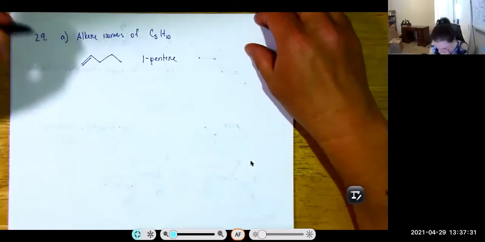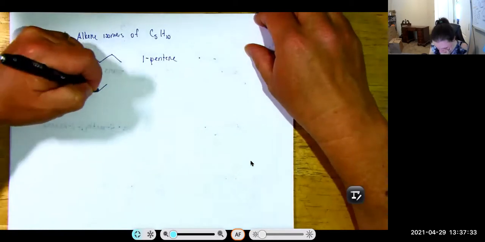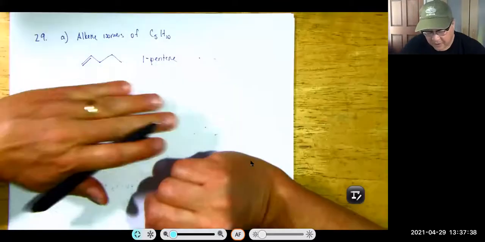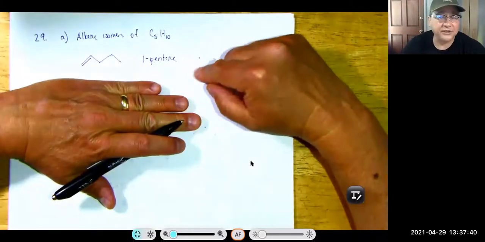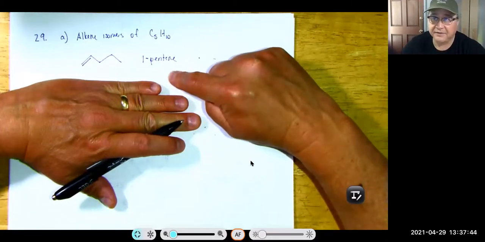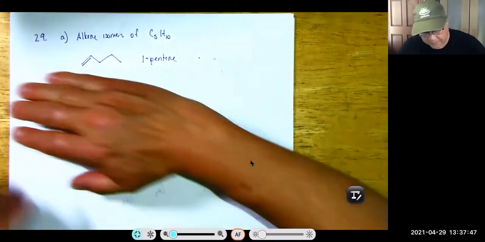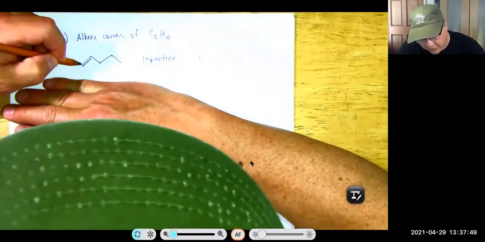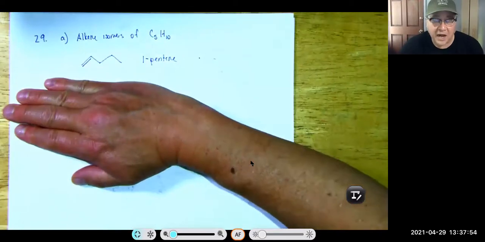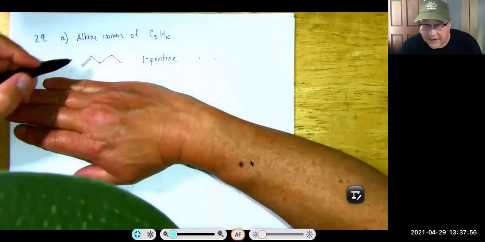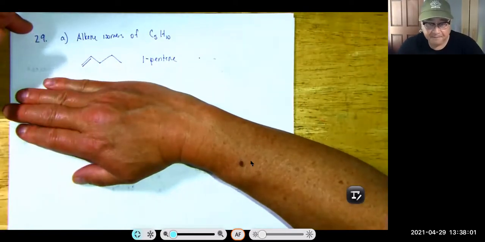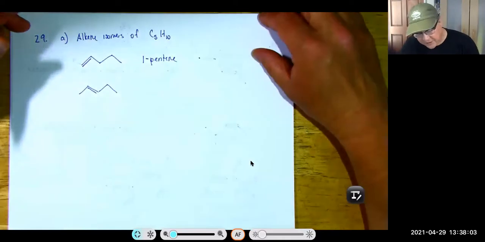Now, what if I draw this? No, I'm going to back up. Whenever you draw one of these, you should always ask yourself, can there be a cis and trans here? So can this one have a cis and trans? And the answer is no, because there's 2 hydrogens on the first carbon. And you need exactly 1 hydrogen on that carbon and 1 on the next carbon to have a cis and trans. Do you remember that?